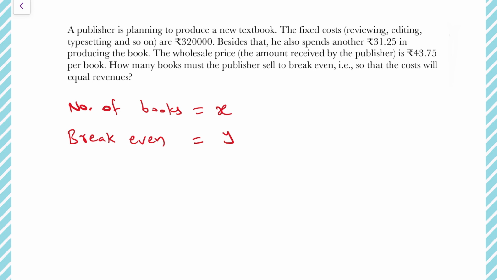So break-even point equals 3,20,000 plus, besides that he also spends another 31 rupees 25 paise in producing the book. For one book he needs to spend 31 rupees 25 paise. So for x number of books he needs to spend 31.25x rupees. This is equation number 1.